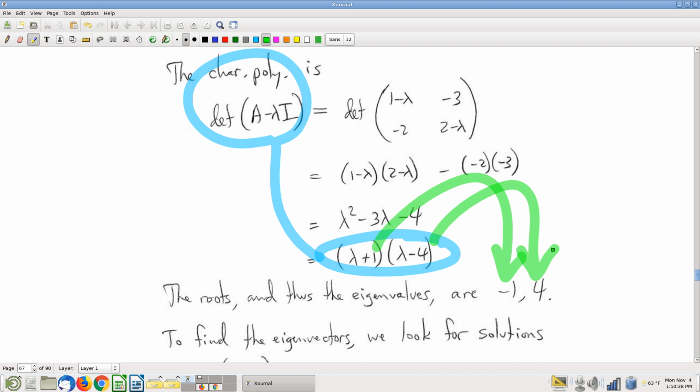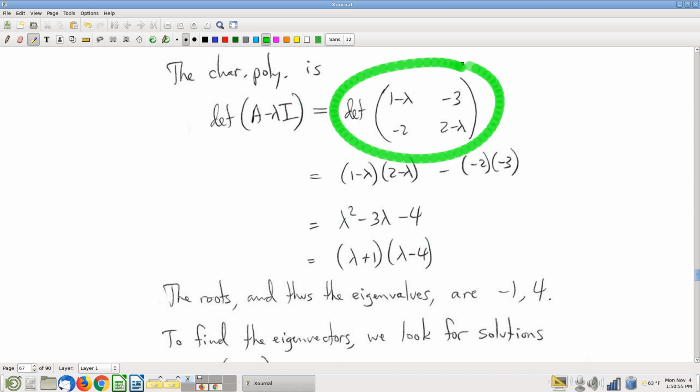Yep. Could you explain again how you put in all those values into the determinant matrix? I'm sorry, I don't understand. Could you explain how you figured out what values would go in each element of the matrix? Oh, you're wondering where this matrix came from? Yeah, it's just A minus lambda I.